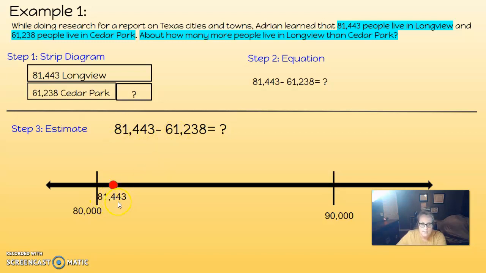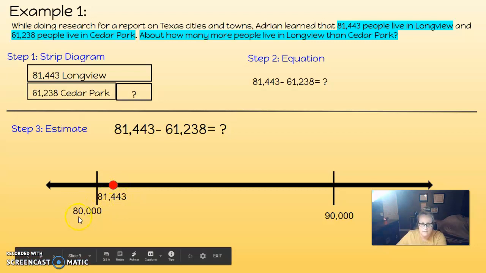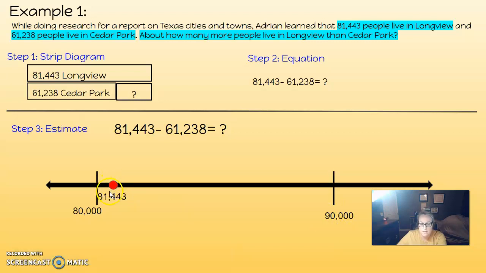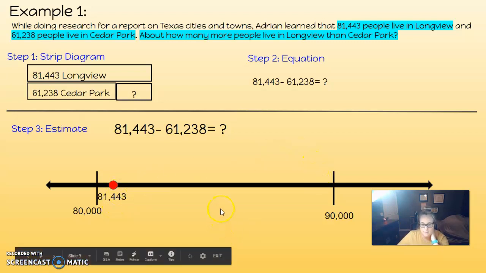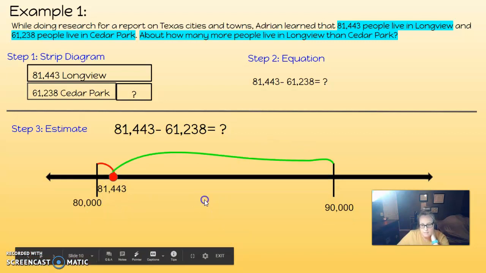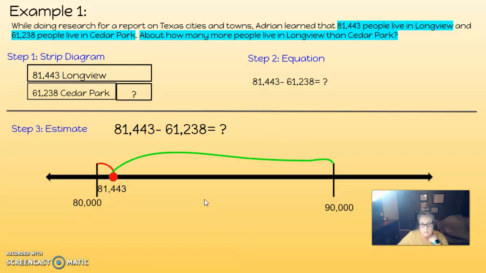So for 81,443, I'm going to have 80,000 on this side and 90,000 on this side. I'm going to then plot where 81,443 goes. And since it's pretty close, I'm going to put it right there. Then, if you remember back to last week, I'm going to draw my different colors from 80,000 all the way to 81,443. And then from 81,443 all the way to 90,000. So when I do that, that's what it's going to look like.